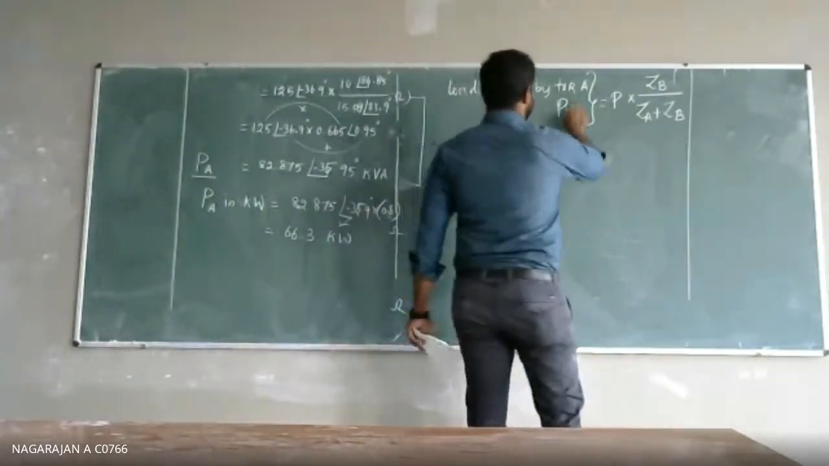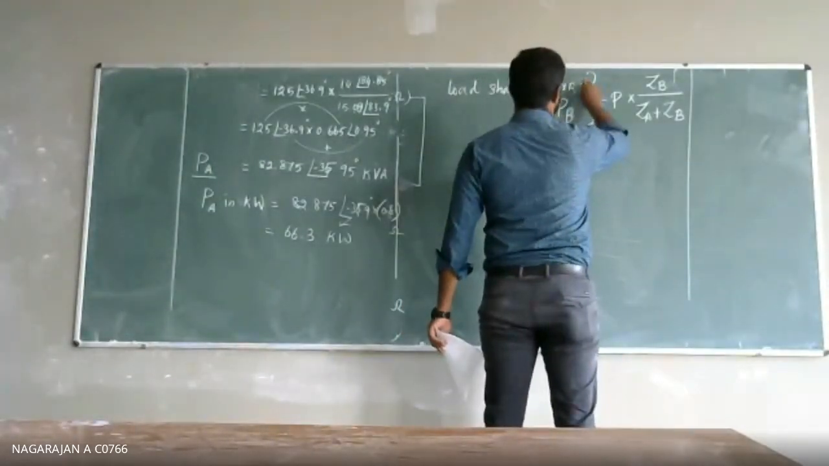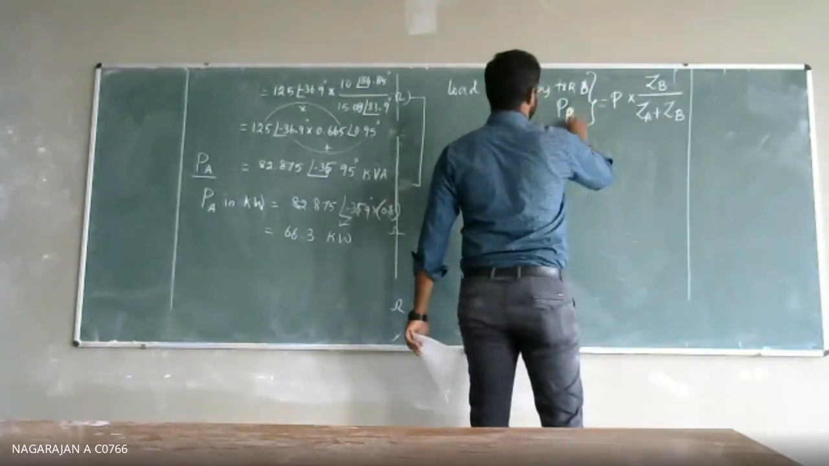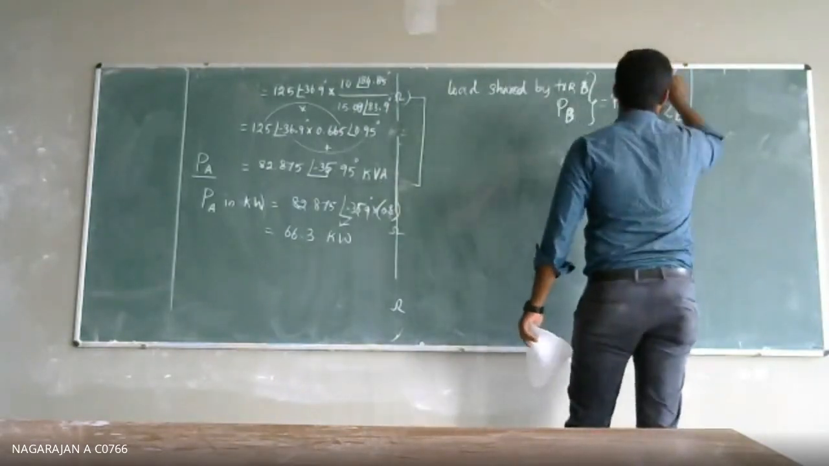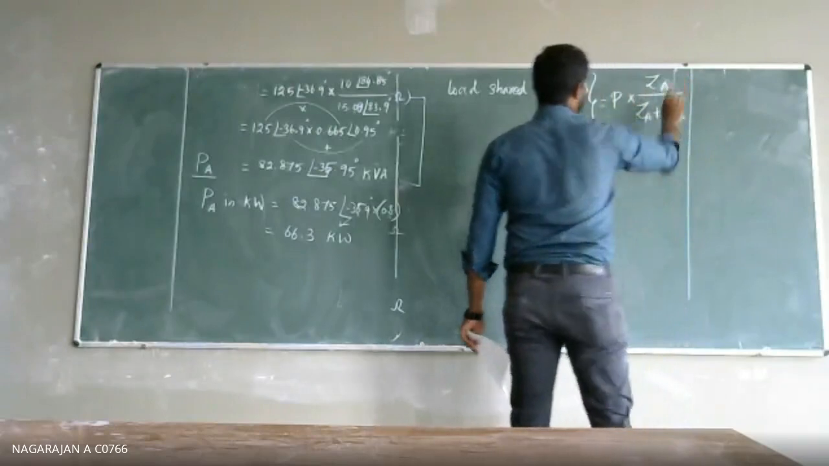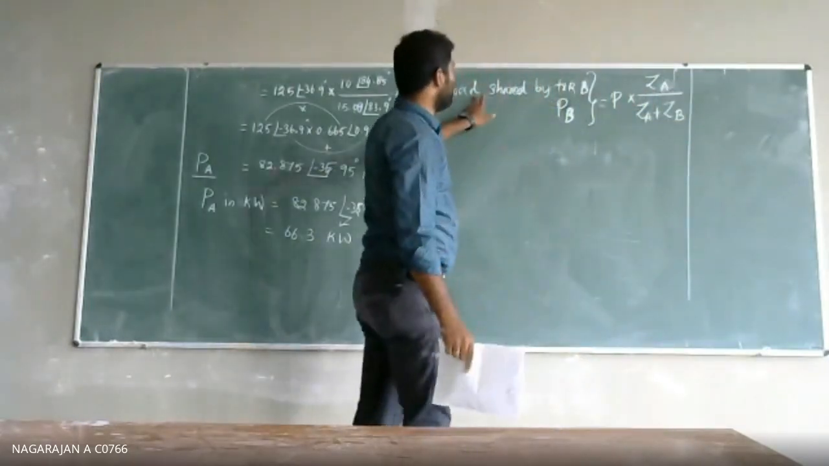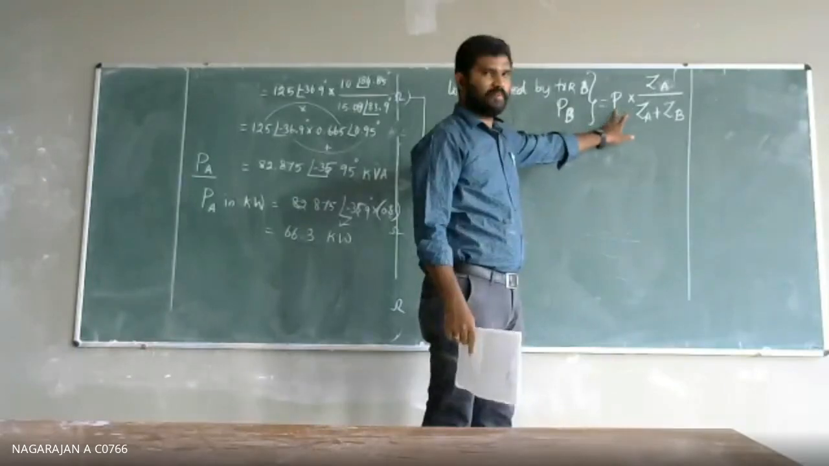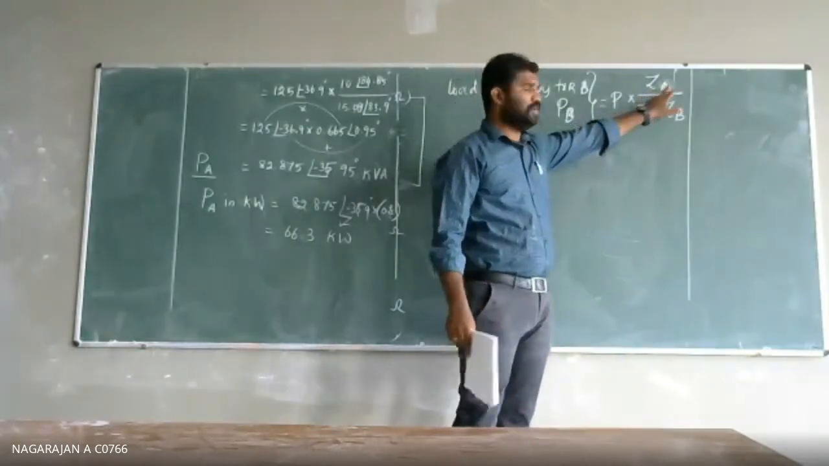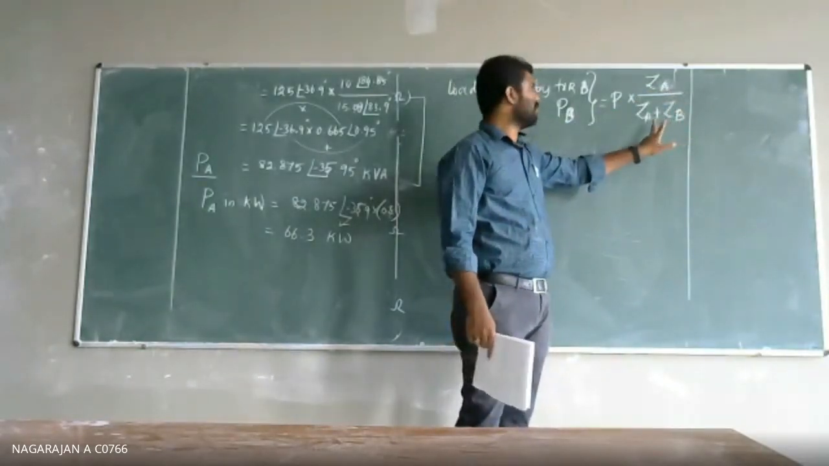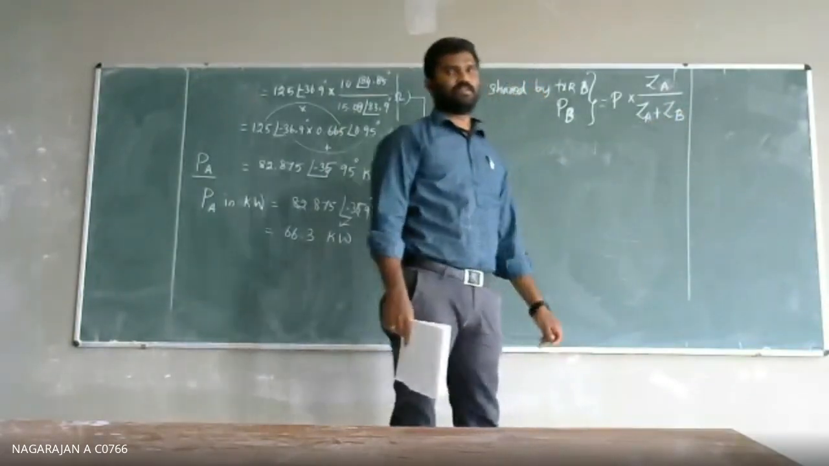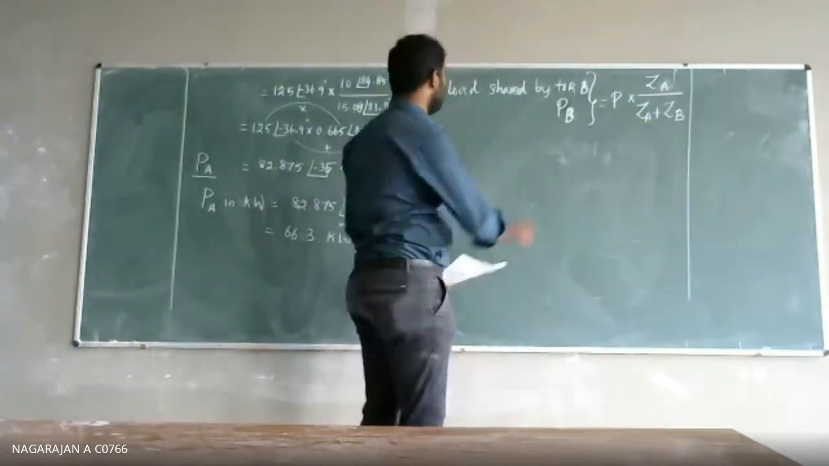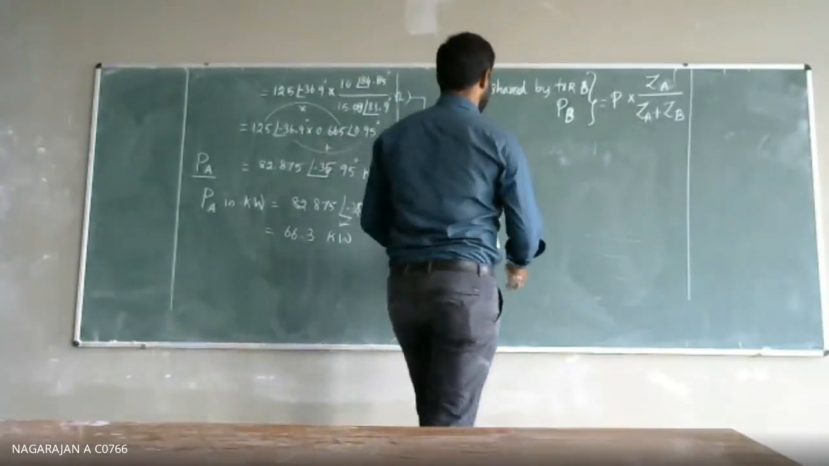So the power shared by the second transformer, transformer B. PB is equal to, the only change you need to do is this one. Load shared by transformer B, PB is equal to total power into impedance of transformer A divided by total impedance. Okay, so what will it be? You can directly substitute.